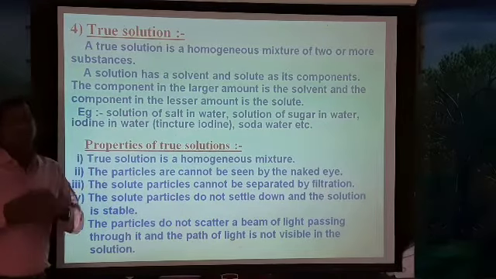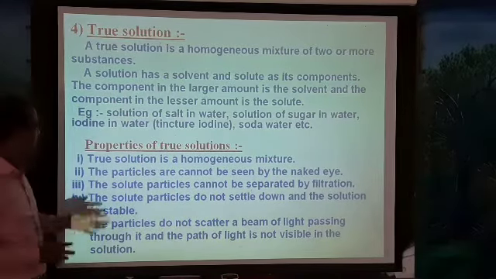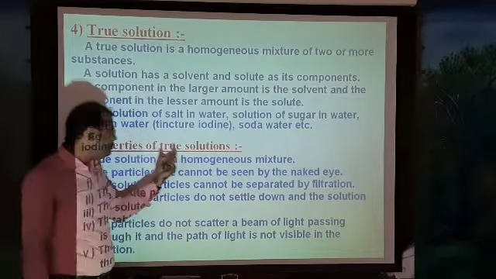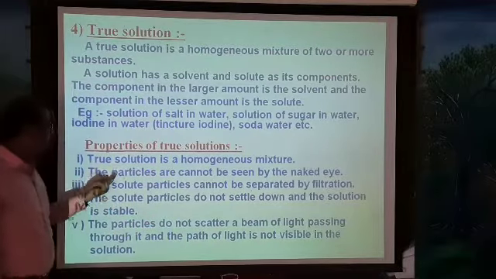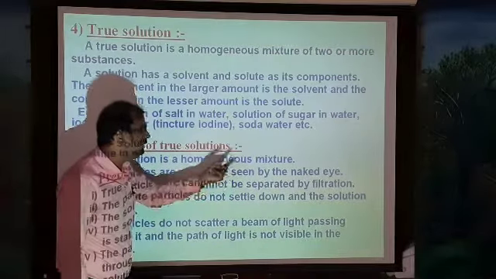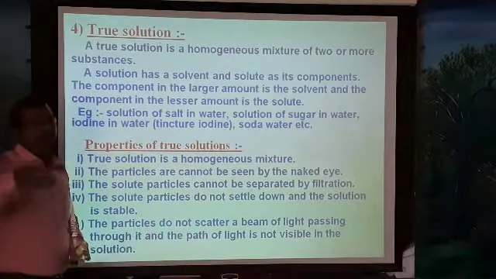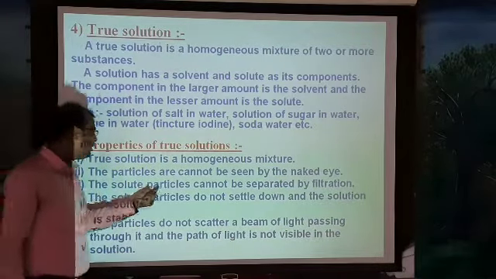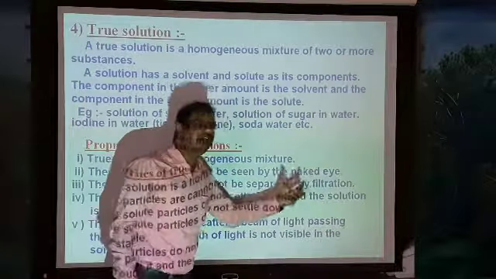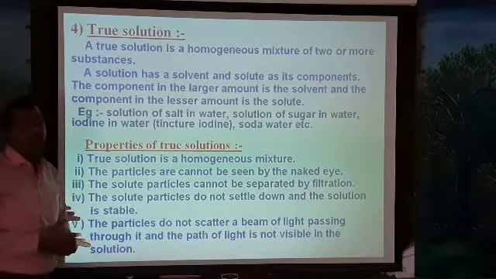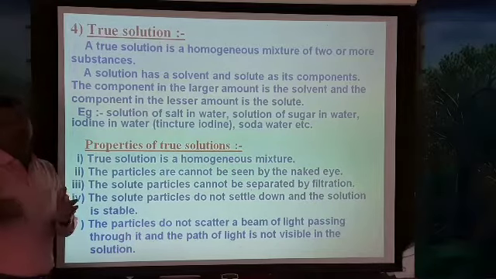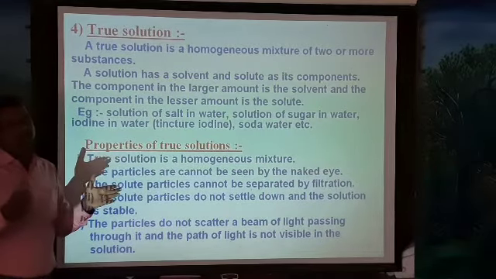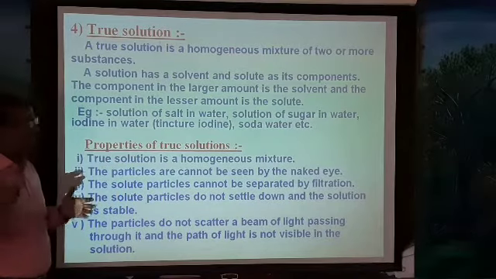Then what are the properties of a true solution? Let us discuss the properties of a true solution. The first one: a true solution is a homogeneous mixture. The particles cannot be seen by the naked eye. Obviously the salt particles cannot be seen in salt water. The solute particles cannot be separated by filtration. When you mix salt into water, we cannot separate the salt and water by the method called filtration.